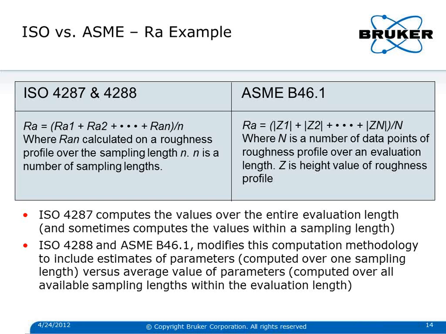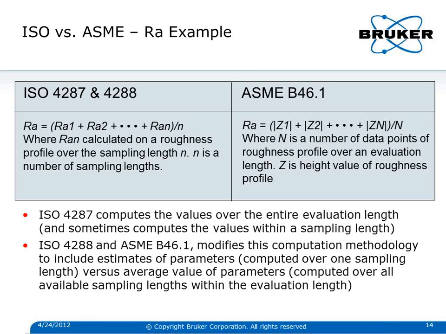So with that, I'm going to talk a little bit more about how we determine ISO versus ASME. I took an example here of just Ra, or average roughness. So both ISO and ASME have calculations for determining the average roughness of a profile, although they use a slightly different calculation to achieve the same goal, which is to get an average of the surface roughness.